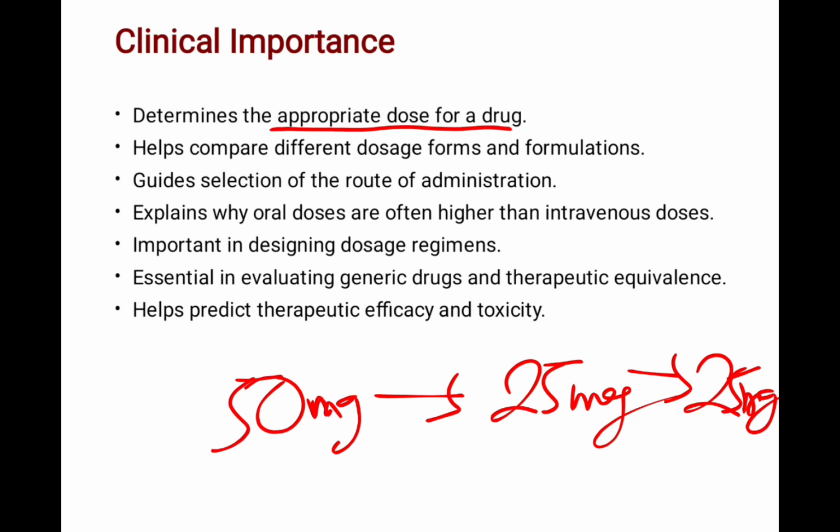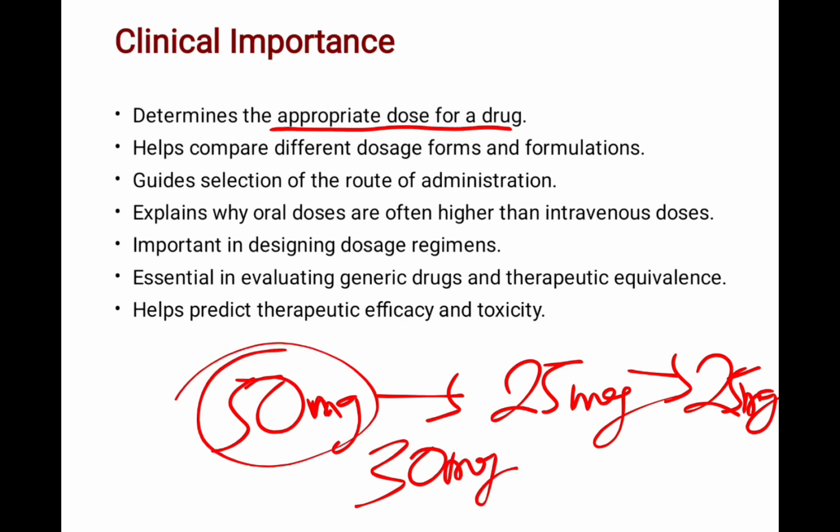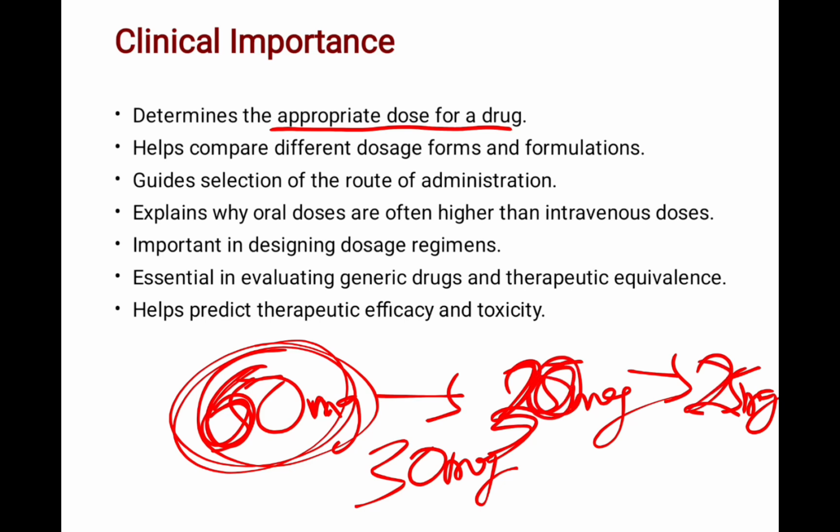But you want to maintain a plasma concentration of about 30 milligrams, which means you will have to adjust the initial dose. Maybe you give 60 milligrams, so that when there is a loss of half, 30 milligrams, you now achieve 30 milligrams in plasma. So it determines the appropriate dose for a drug. It helps to compare different dosage forms and formulations of a drug. It guides selection of the route of administration of a drug.